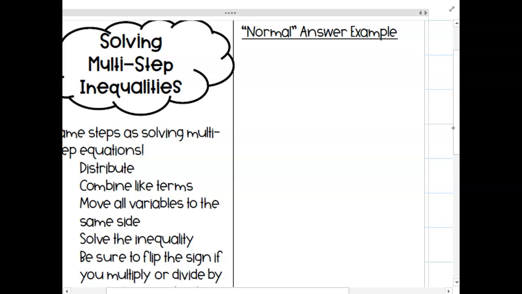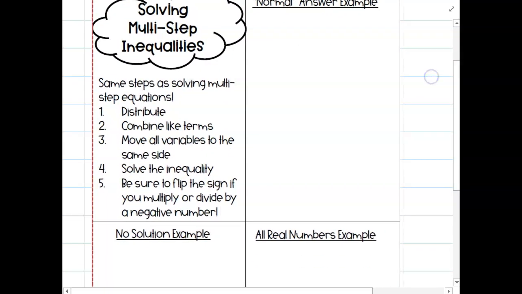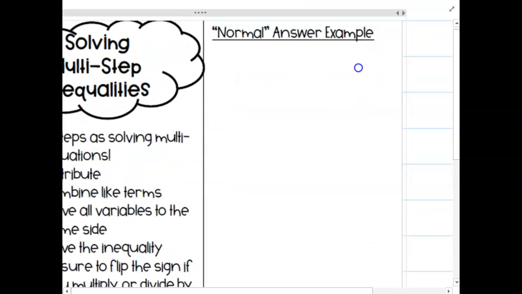Sometimes. So, solving multi-step inequalities should be the same steps as solving multi-step equations, okay? We're going to distribute, and remember, as with equations, sometimes all of these steps aren't necessary. Sometimes there's nothing to distribute. Sometimes there's no like terms to put together. Sometimes the variables are already on the same side, but if you can do any of those things, you want to do those first, then you're going to solve the inequality. But the big thing, since they're inequalities, not equations, remember you have to flip the sign if you multiply or divide both sides by a negative number.